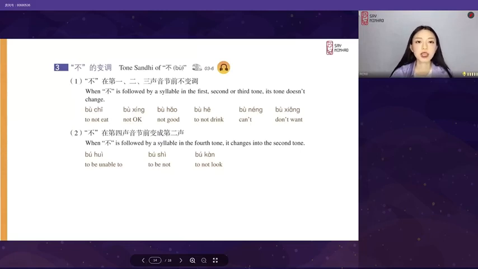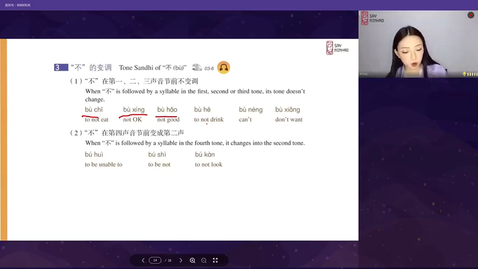Next one is the tone sandhi of bu. We've already learned the tone sandhi before, but today we are going to learn it in detail. So the first rule is when bu is in front of the first, second, and third tone, it will change nothing. It won't change. For example, 不吃, I don't eat. 不吃, it didn't change, right? 吃 is the first tone. Next, before the second tone, 不行, 行 is the second tone, it didn't change. Next one, before a third tone, 不好, how is the third tone? 不好, 不 didn't change.